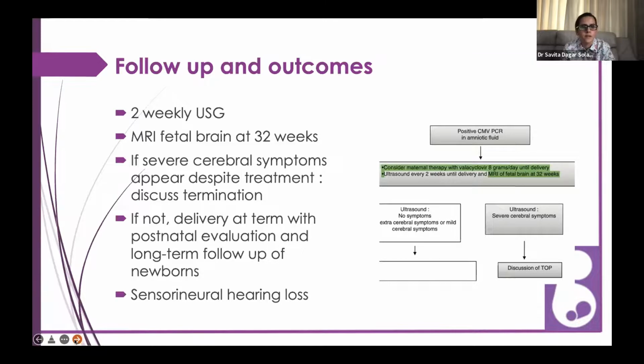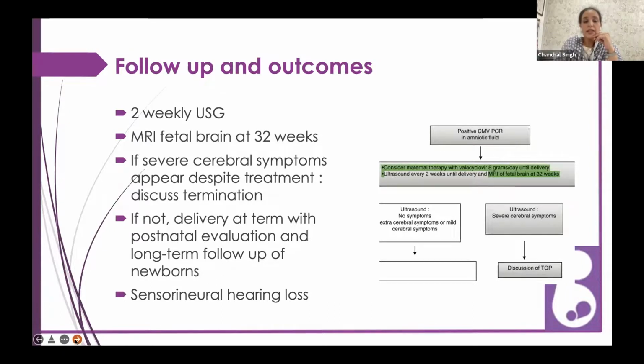This is one situation in which the MRI has to be done in the third trimester. We should do it. And they do say that if there are cerebral signs despite treatment, discuss termination. And as Dr. Prashant mentioned, the MTP Act has recently been modified, so we can pursue termination at a later gestation once permission is granted from an appropriate medical board.